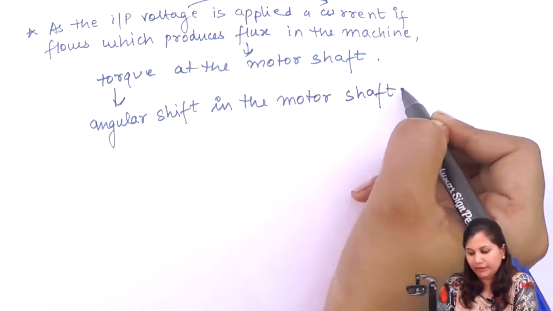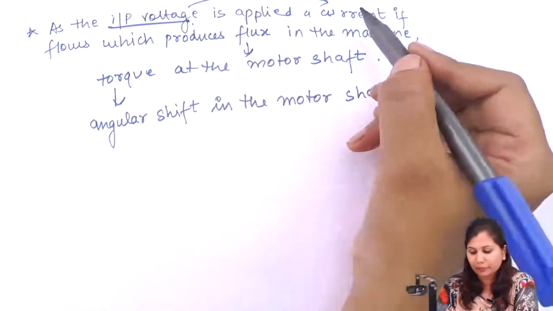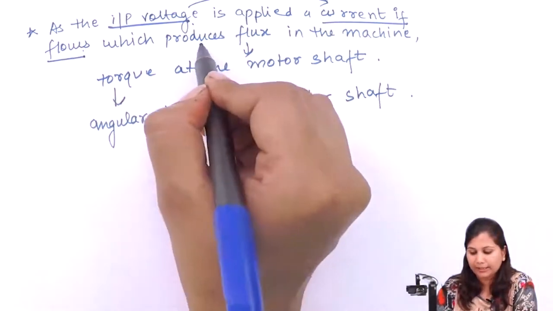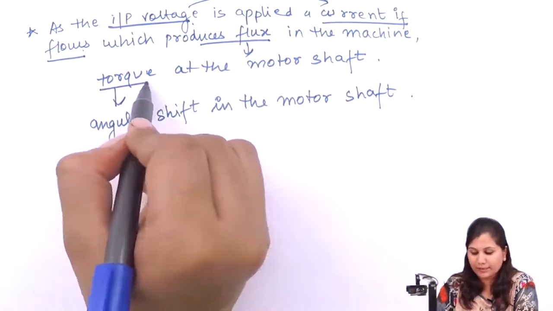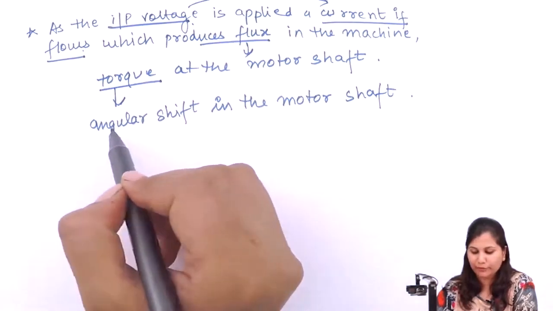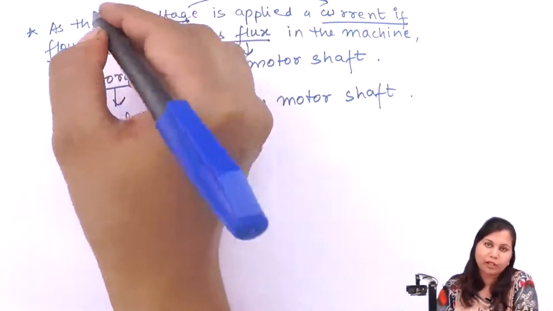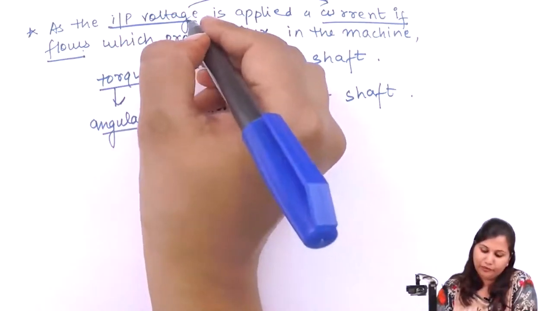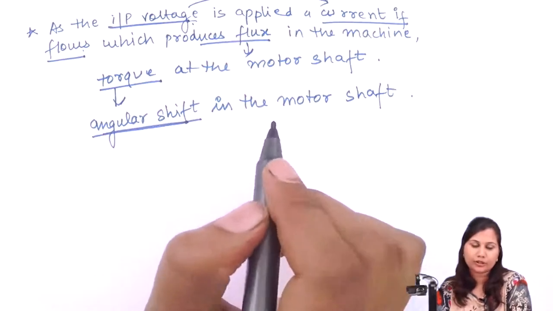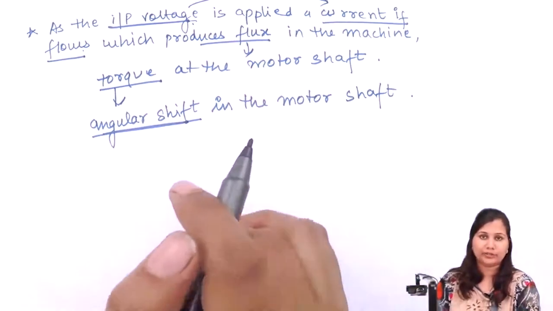In the input, we have applied the voltage. This is our input voltage, due to which a current IF is flowing. Current is producing flux, flux is producing the torque at the motor shaft, and this torque produces the angular shift in the motor shaft. So ultimately, in the input we are applying the voltage, and at the output we are getting the angular shift. Okay, so let's derive the equations for it.